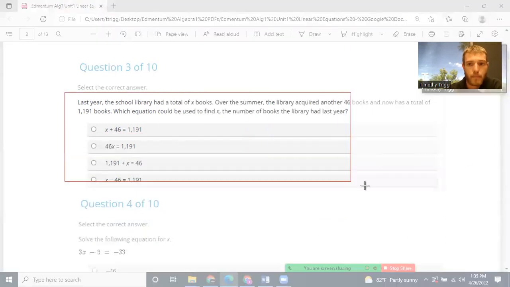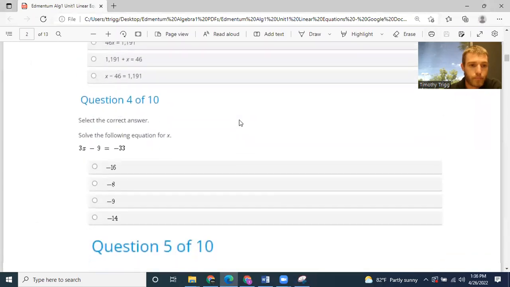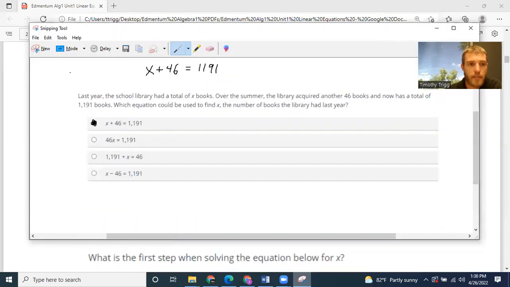So for this one, last year they had X books, plus they acquired another 46. So they had X books already, plus they added another 46. Now their total is 1,191 books. I hope that makes sense, right? You take however many books they had originally, plus the 46 additional ones they acquired, that gives you their new total. Here, let's solve for X.